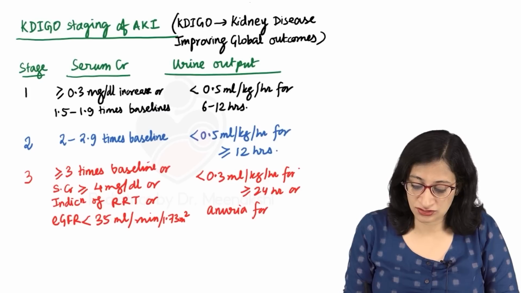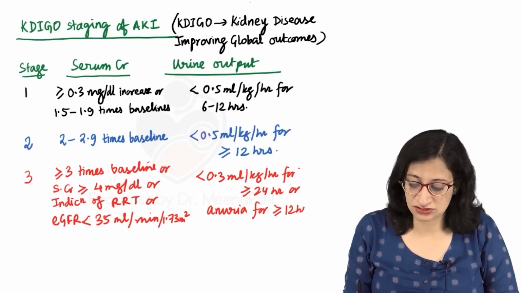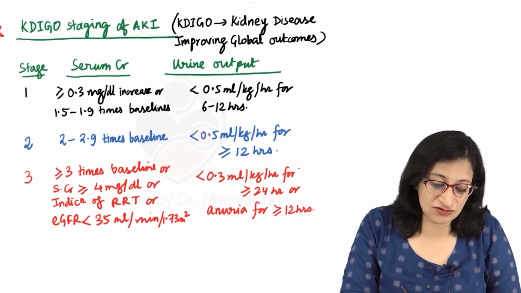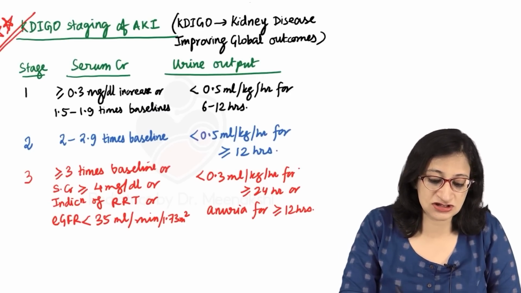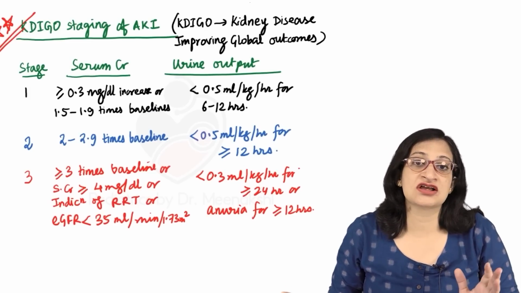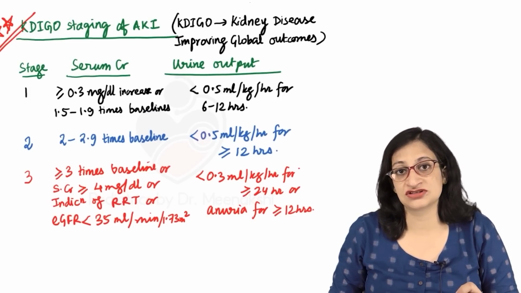Anuria for greater than or equal to 12 hours. So that is the KDIGO staging of AKI. Very, very important. Has been asked in the recent FMGE exam. A direct question, a case scenario was given, and it was asked, what is the KDIGO staging of this child?